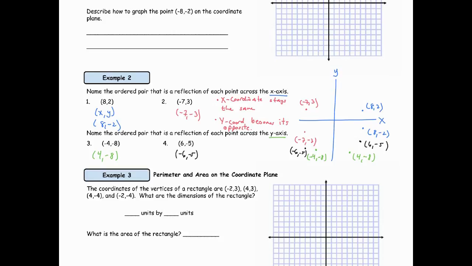Similarly to questions 1 and 2, you can see the relationship between an ordered pair and the reflection of each point across the y-axis: the x-coordinate becomes the opposite and the y-coordinate stays the same.